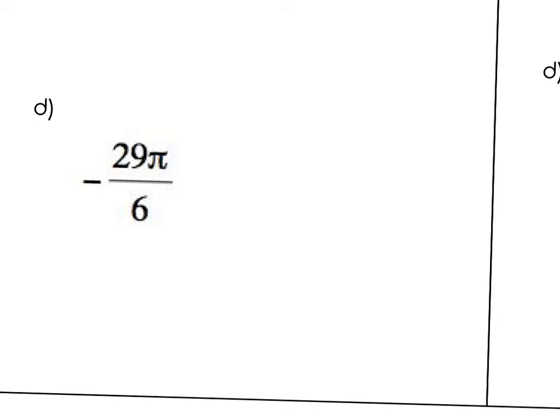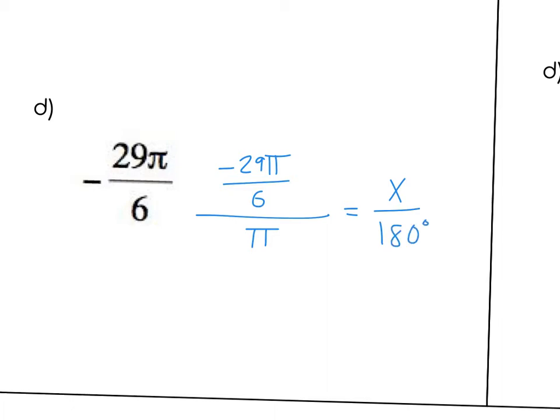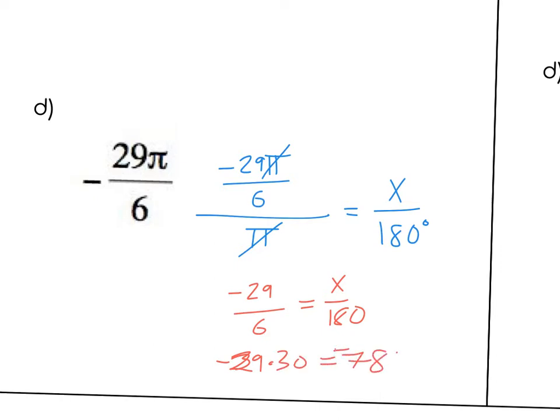29 pi over 6, I'm going to do as a proportion. So negative 29 pi over 6 divided by pi is equal to some degrees divided by 180. Awesome. I'm going to cancel out my pi's because we saw we could do that before. And we get negative 29 over 6 is equal to x over 180. I'm going to multiply this to the other side, and the 180 over 6 is going to reduce to 30, so we get negative 29 times 30, which is negative 780 degrees.